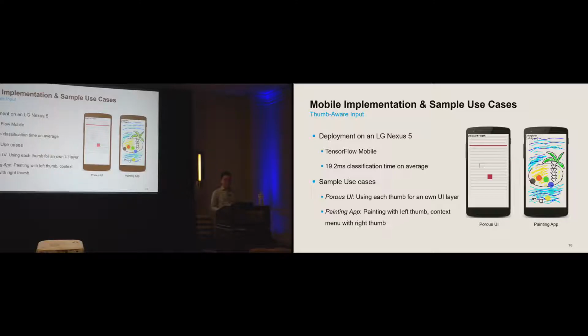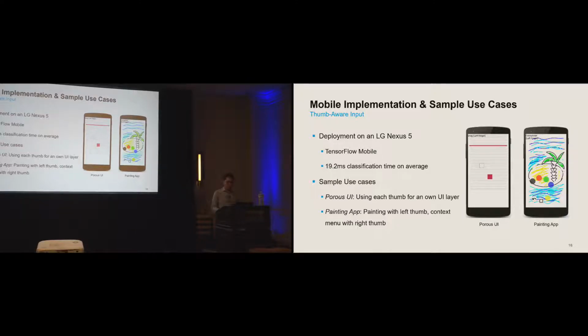We exported our CNN for the left-right thumb model and deployed it on a Nexus 5 using TensorFlow Mobile. A classification on this device takes 19.2 milliseconds on average, so that it can run in the background and classify all touches. With optimizations in phones nowadays, the classification time is basically negligible. Based on the model, we developed 2 sample use cases.